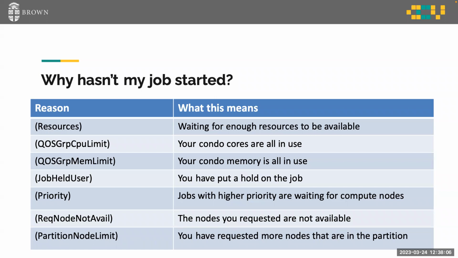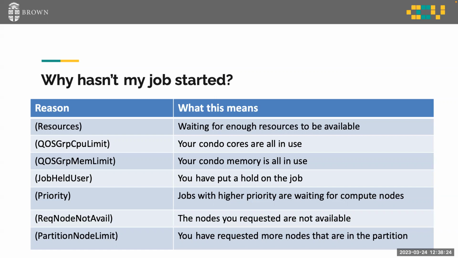If you see resources, it means there aren't enough nodes. The resources that you required aren't available right now. So we're waiting until the resources get freed up. Priority means that there are jobs with a higher priority than you in front of you in the queue. We have to wait for those to clear out.